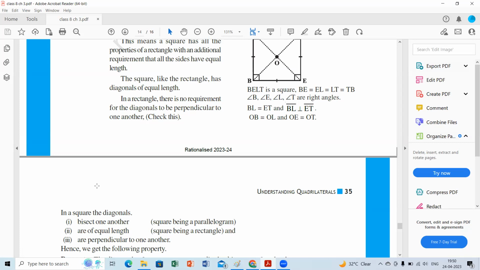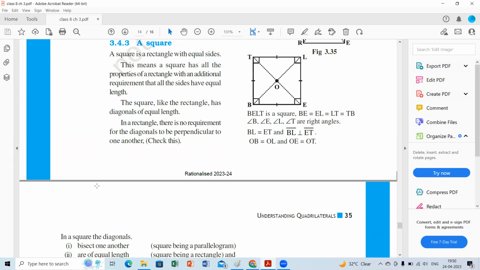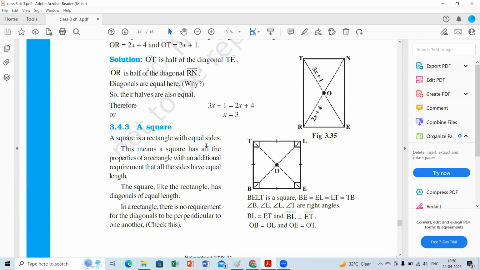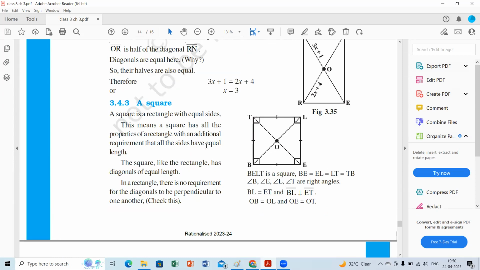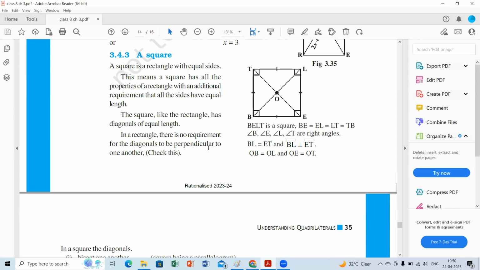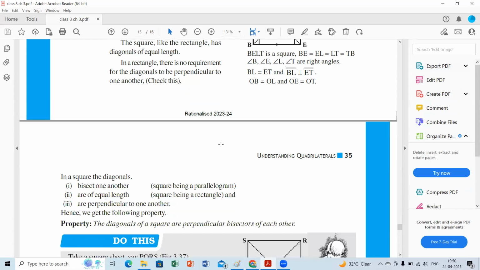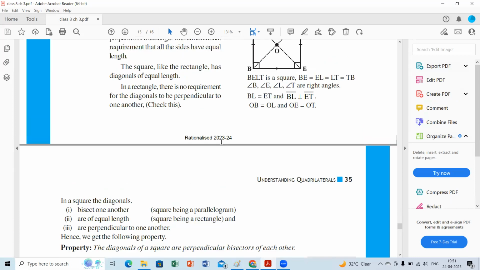So we have to discuss rectangle, then square. We have rectangle first, then we have square. Only one shape, the last figure. Square: all sides are equal, children. Each angle is 90 degrees, each angle is a right angle. And what about diagonals? Diagonals are equal. Yes, ma'am. All angles are equal, all sides are equal, and diagonals are also equal. Diagonals of a square are perpendicular bisectors of each other.